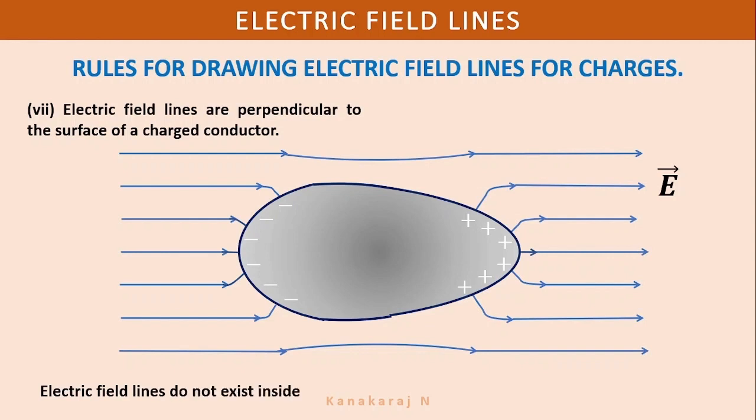Electric field lines do not exist inside a conductor. This is a very important point. Electric field lines do not exist inside a conductor, where the electric field is zero.